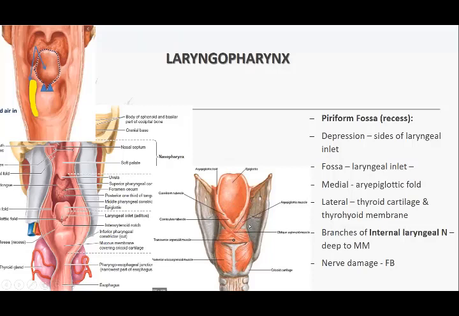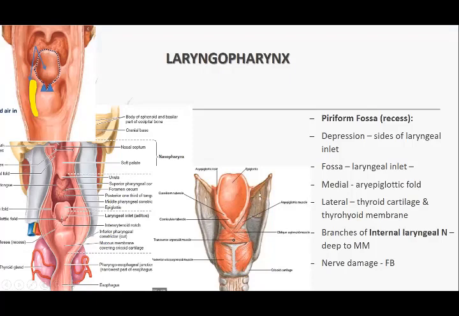This fossa is lined by mucous membrane, and lying deep to the mucous membrane is the internal laryngeal nerve, which is a branch of the superior laryngeal nerve, which in turn is a branch of the 10th cranial nerve, the vagus nerve. This fact is important because a foreign body may get lodged in this fossa.